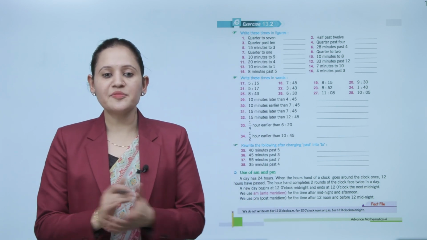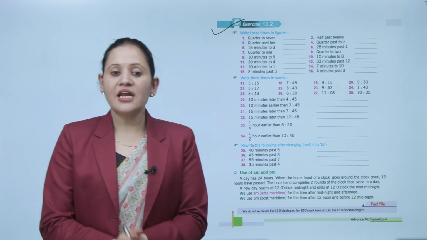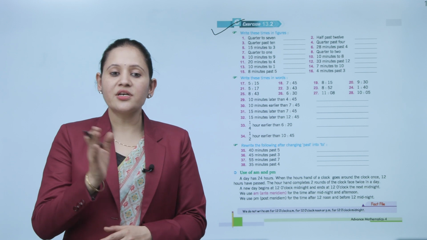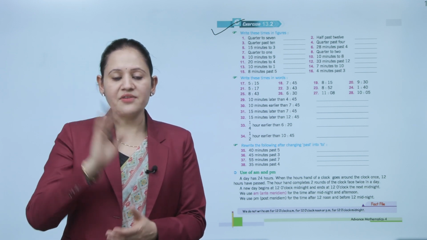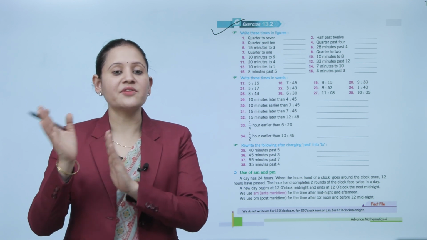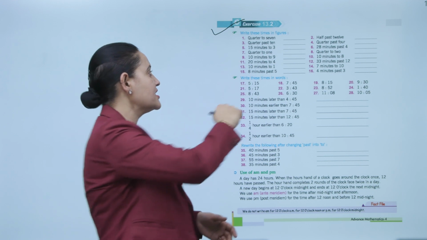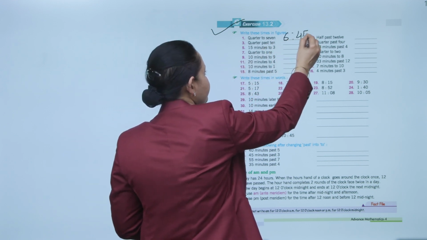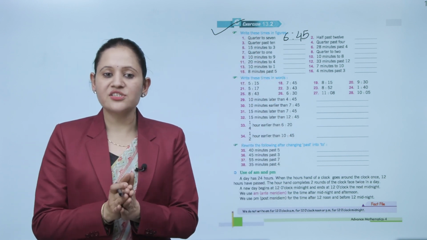Next is exercise 13.2. Write these times in figures. Quarter to 7. Quarter to 7 means still there are 15 minutes to 7. Means 15 minutes bache abhi 7 o'clock hone mein. That's why we have written quarter to 7. So time is 6:45. Clear? So you have to practice all the questions of this exercise.